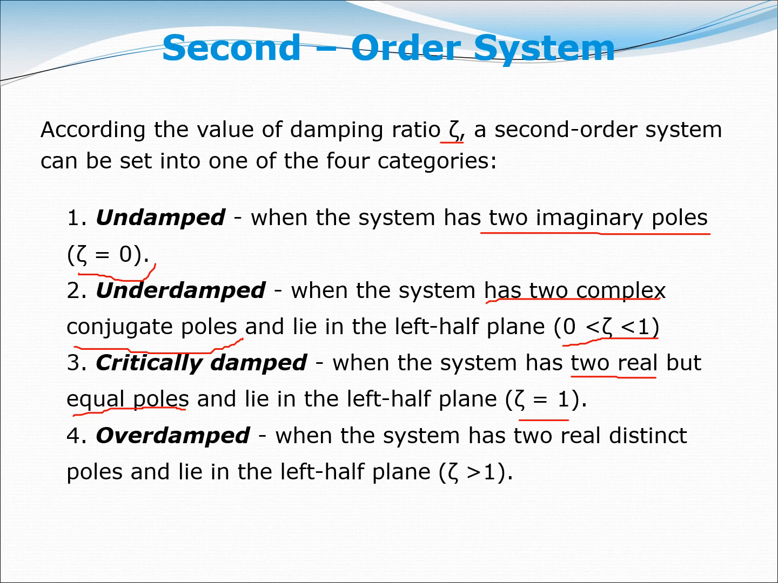The last one is the overdamped response, when the system has two real distinct poles, and lie in the left half plane. This happens when the damping ratio is greater than 1.